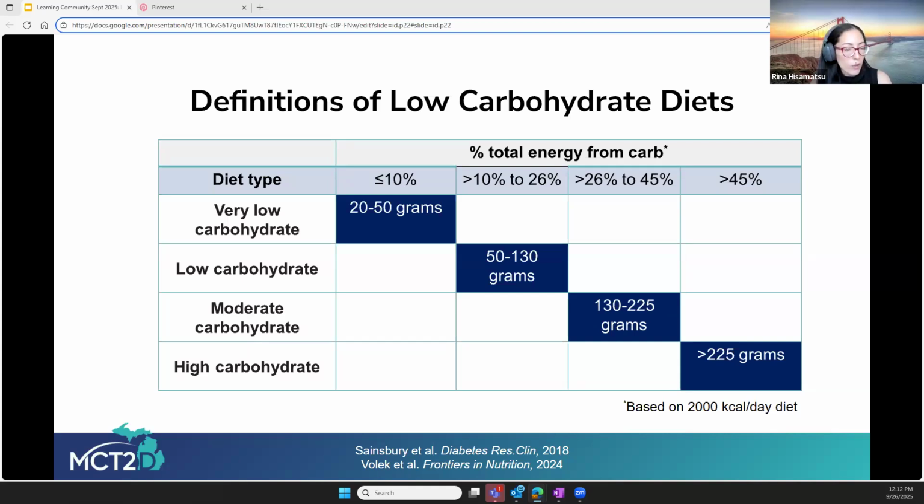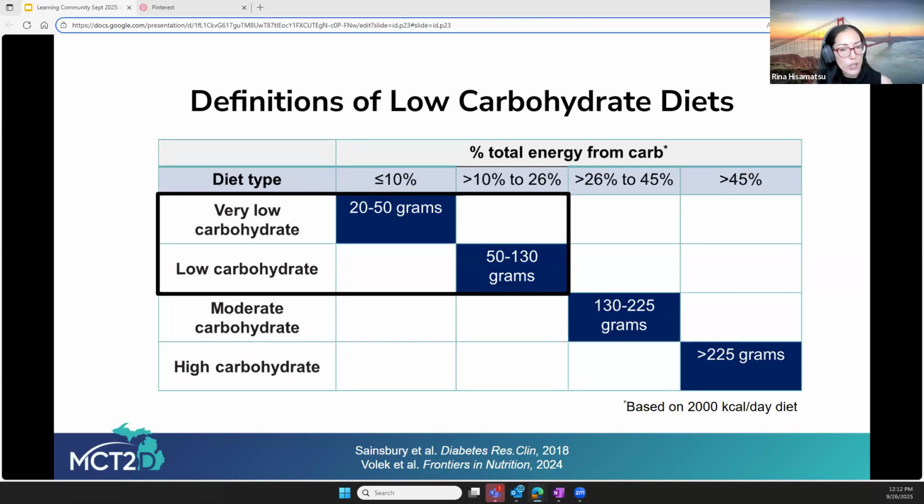Here we see a table that depicts the various levels of carbohydrate intake. Now, a low carbohydrate diet, the most widely used definitions in the literature will define it as consuming less than 130 grams of total carbohydrates for low carb eating patterns and less than 50 grams of total carbohydrates for very low carbohydrate eating patterns. From here on, I will call the very low carbohydrate diets as VLCDs for short.